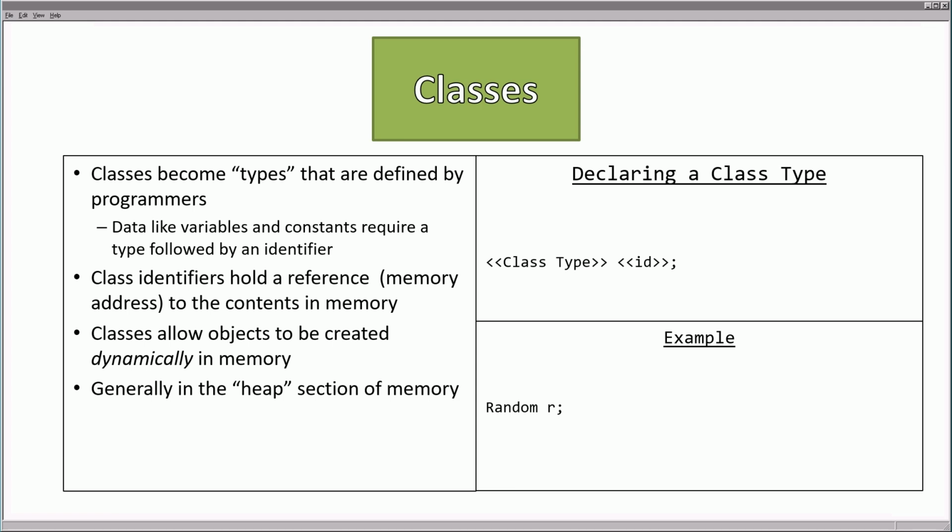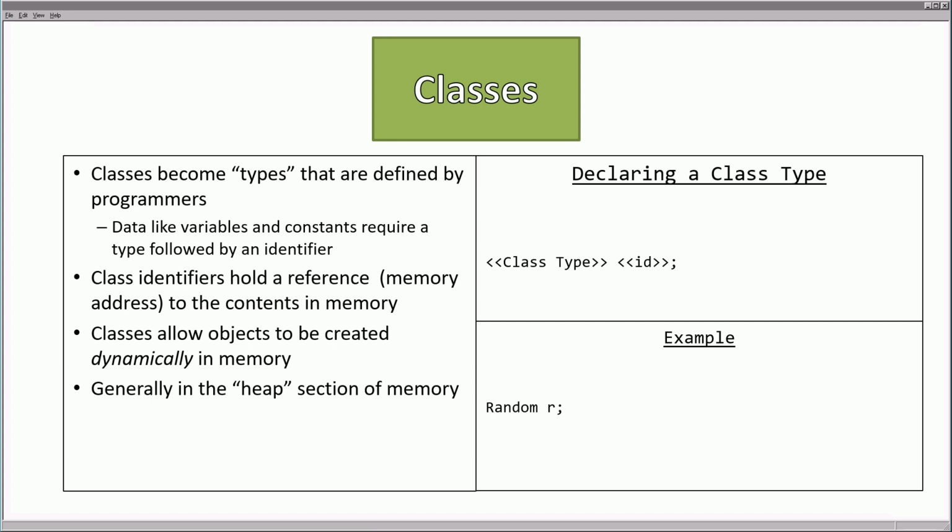Now, as a reminder, class identifiers hold a reference, in other words, a memory address to the contents in memory. Classes allow objects to be created dynamically in memory. Basically, what this means is we can start replicating code as we create new instances of these classes.